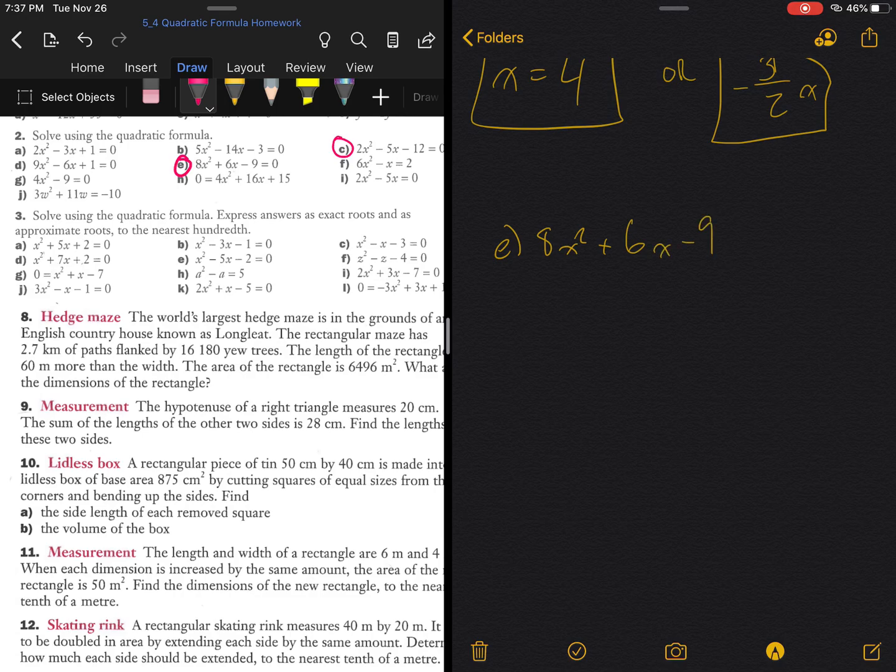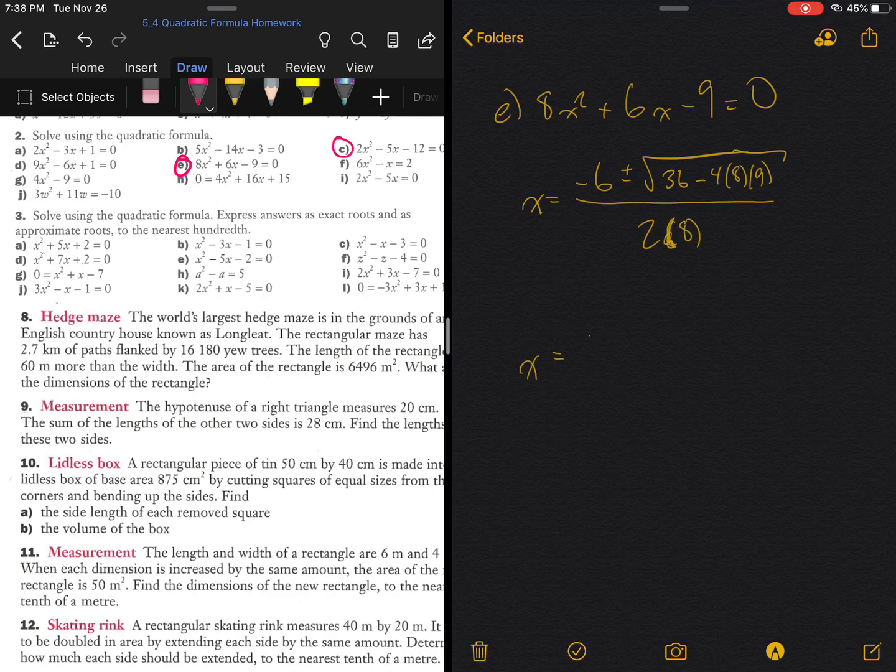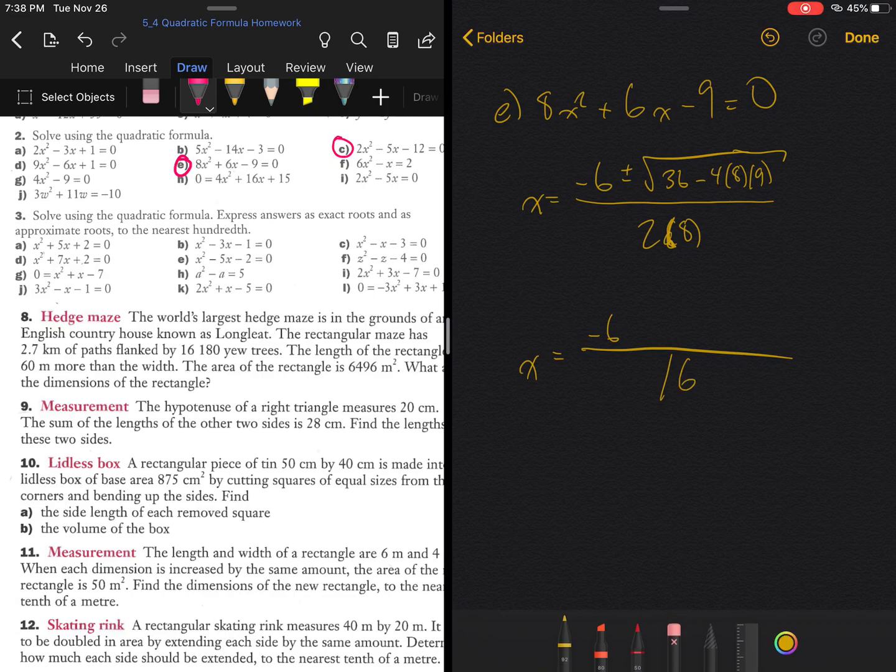We can use the quadratic formula. 8x squared plus 6x minus 9 equals 0. And what does that mean? What do we have to do? Well, that simply means we have to put minus b, minus 6, plus or minus the square root of 6 squared minus 4 times 8 times 9, all over 2 times 8, which is equal to 16. So minus 6 over 16. Oops, let's write that nicely.